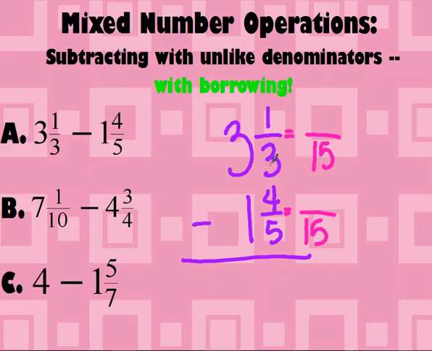So we ask ourselves, how did I get from 3 to 15? Well, I multiplied 3 times 5 to get to 15. And whatever you do to the bottom, you do to the top. So 1 times 5 is 5, okay? Same thing down here. We ask ourselves, how do we get from 5 to 15? Well, from 5 to 15, we multiplied times 3. Whatever you do to the bottom, you do to the top. So 4 times 3 is going to be 12, okay?